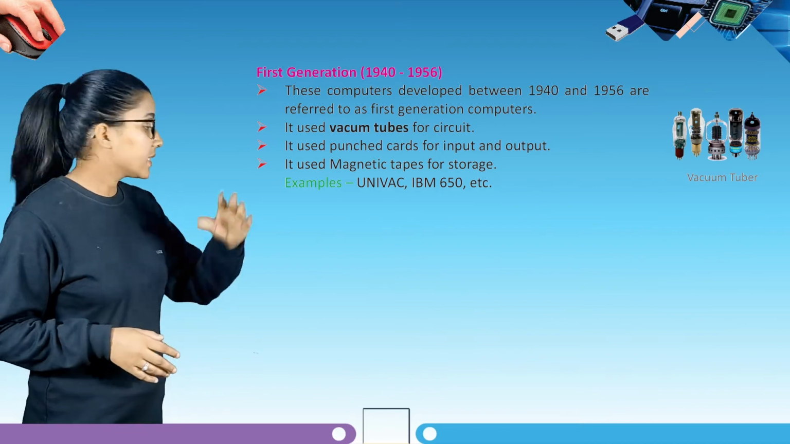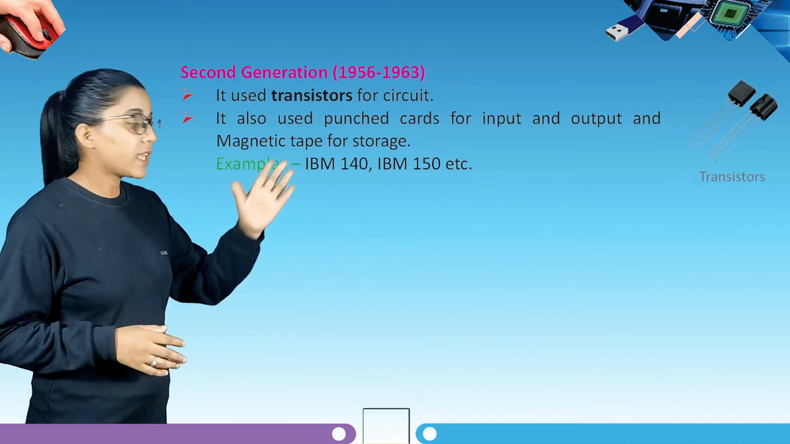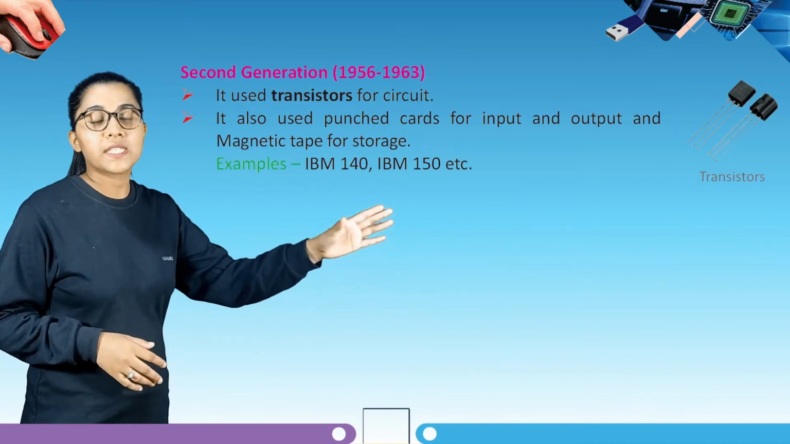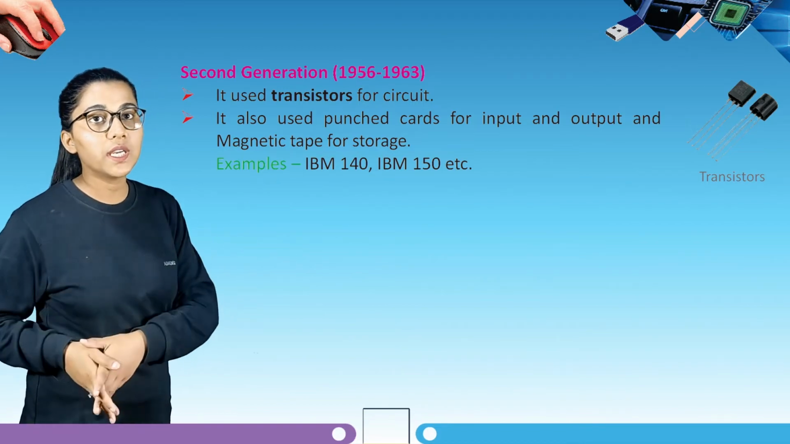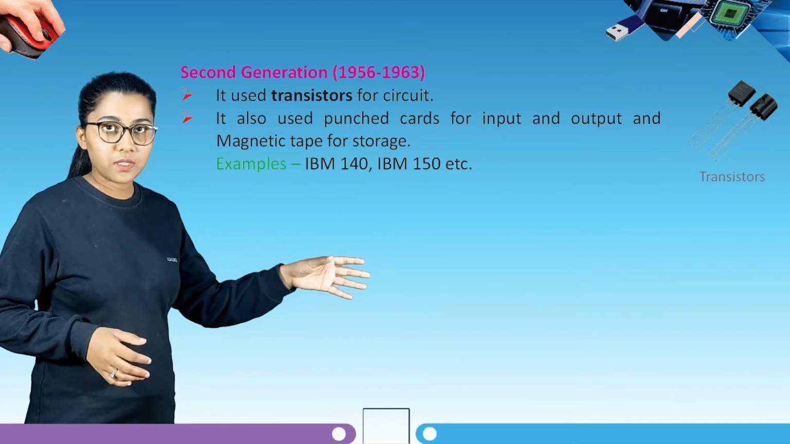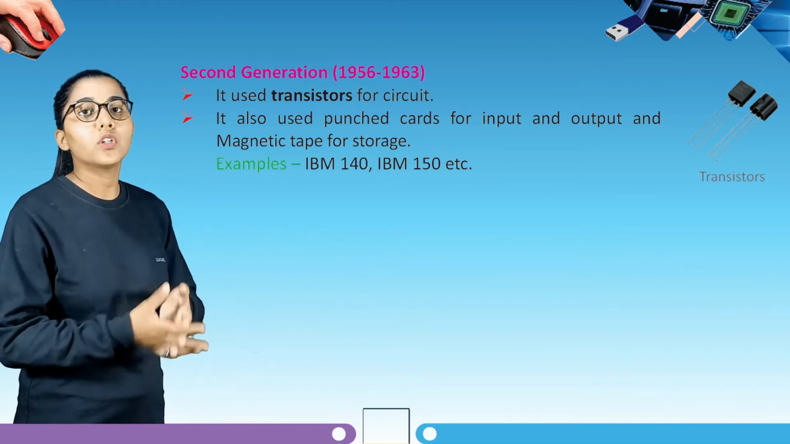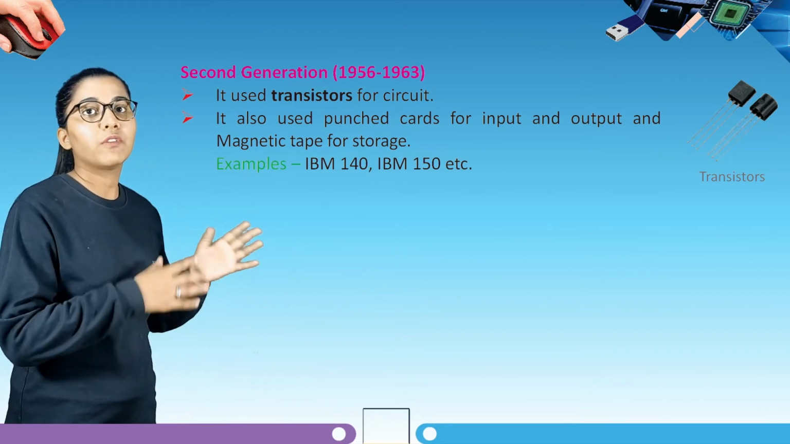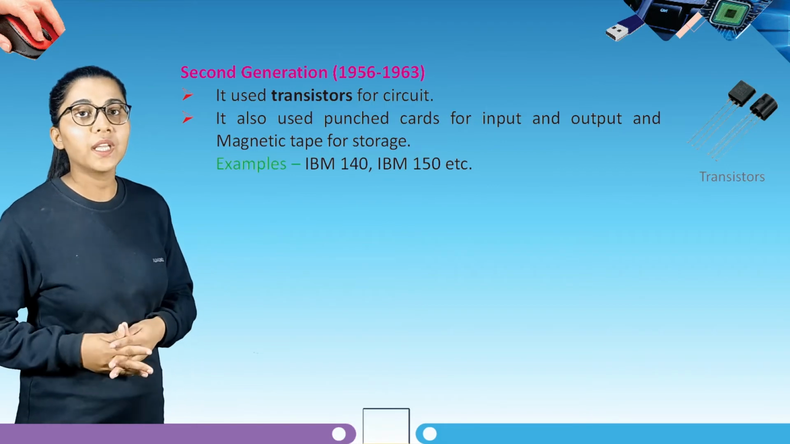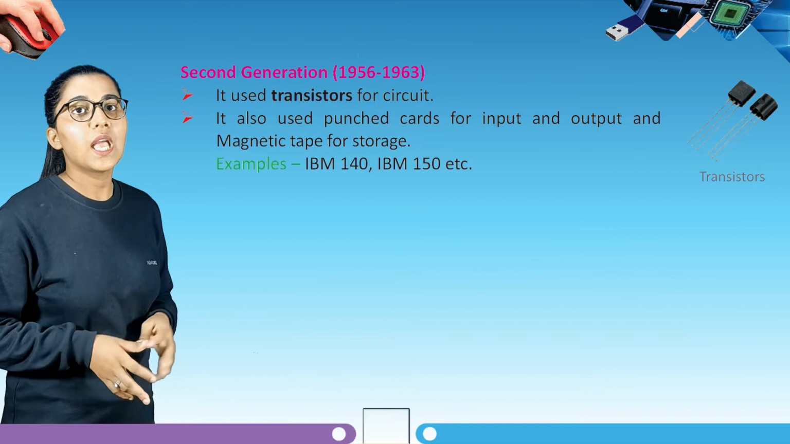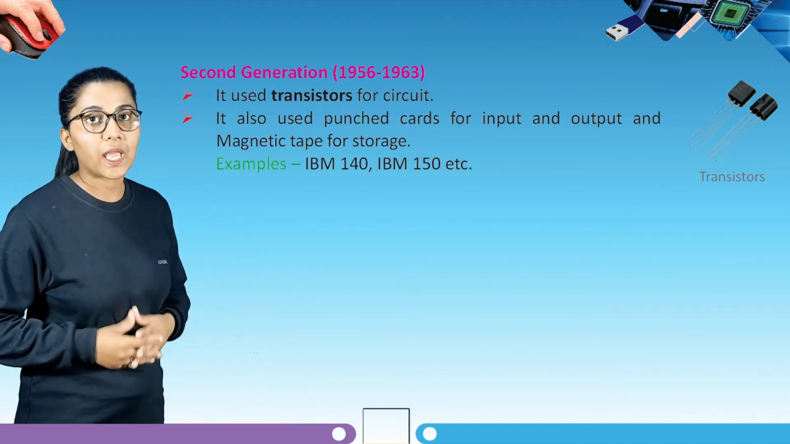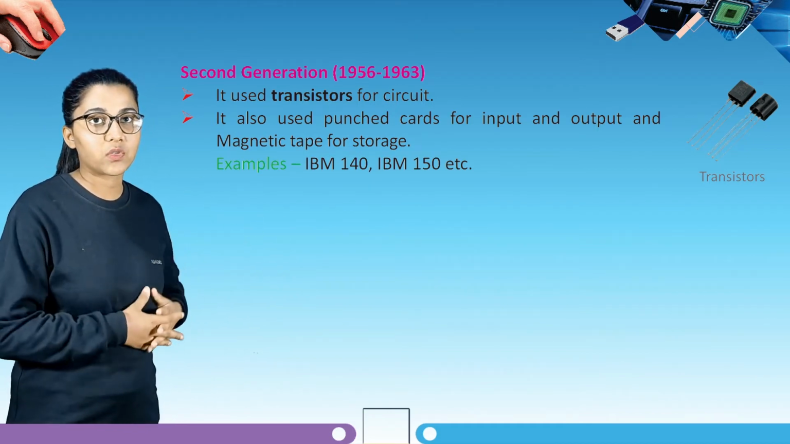Now we have the second generation, that is 1956 to 1963. It used transistors for circuits. It also used punch cards for input and output and magnetic tape for storage. For example, IBM 1401 and IBM 1501, etc.